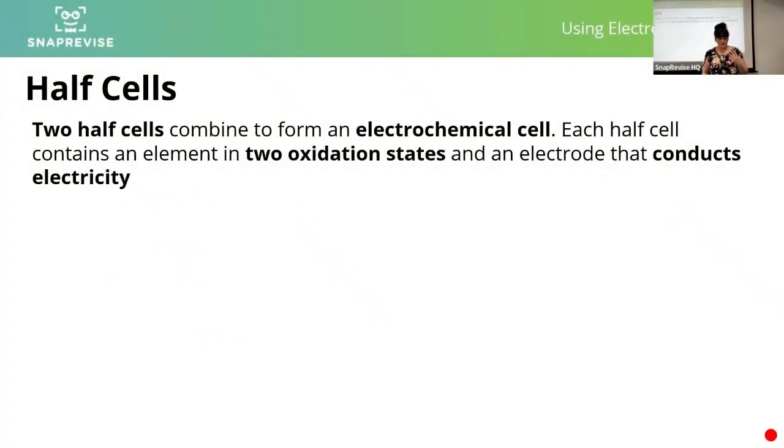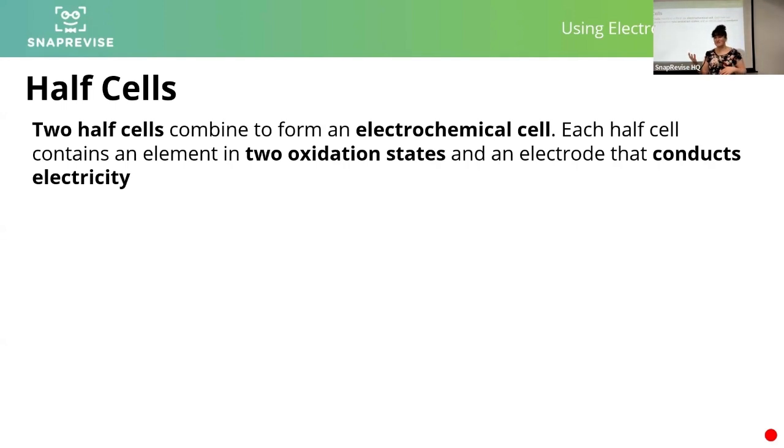But half cells, funnily enough, two half cells combine to form one electrochemical cell because they're a half cell. Each half cell contains an element in two oxidation states and an electrode that conducts electricity. Sometimes the element in one of its oxidation states can be its own electrode, and that's absolutely fine.